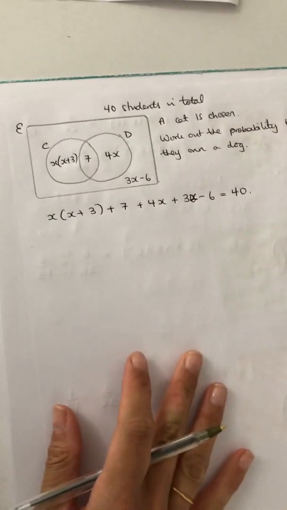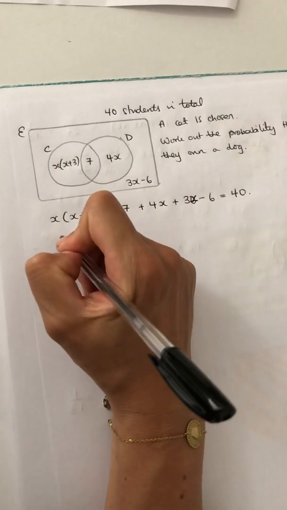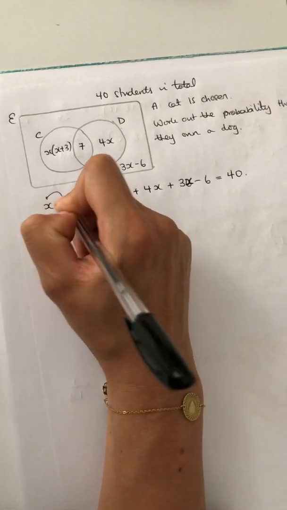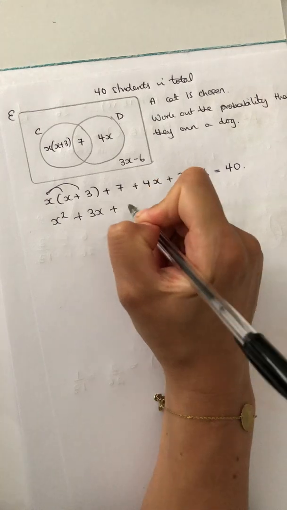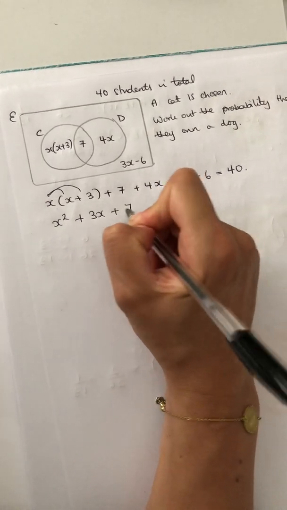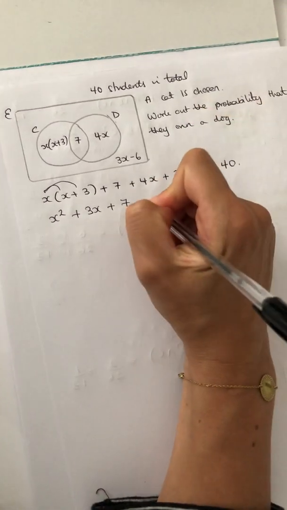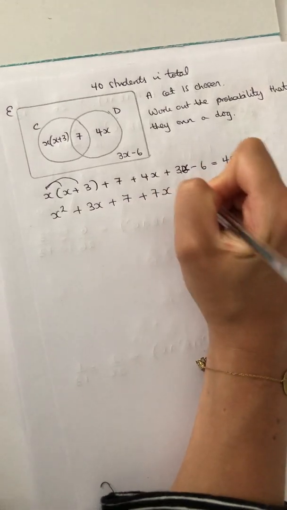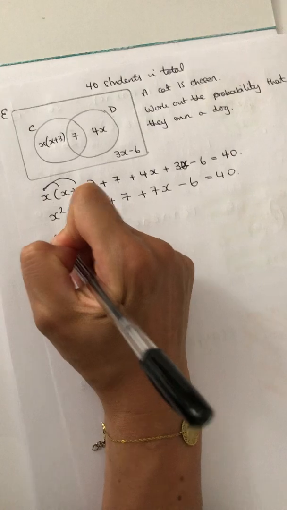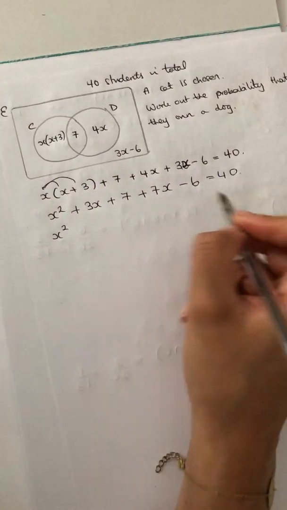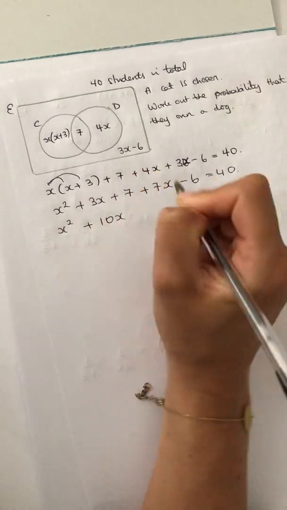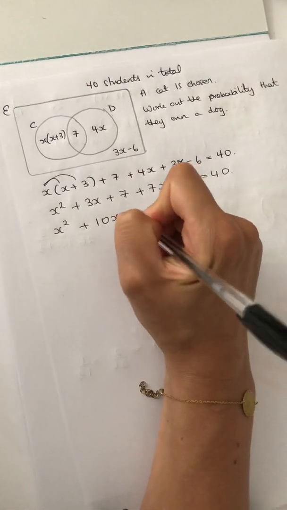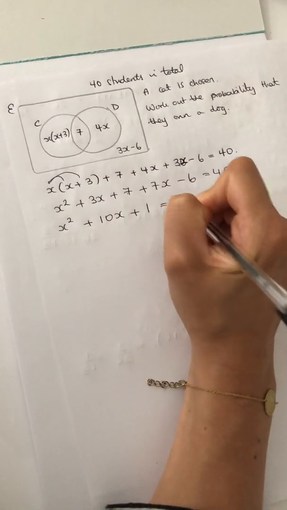You're going to then collect like terms and simplify. So you've got x squared plus 3x plus 7 plus 4x plus 3x, which is 7x, minus 6 is 40. x squared is not like any other term. 3x and 7x is 10x. 7 minus 6 is 1, and that equals 40.